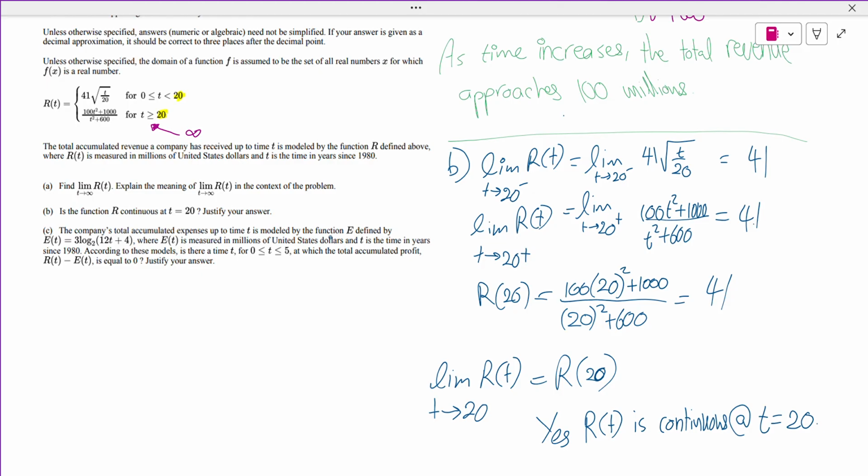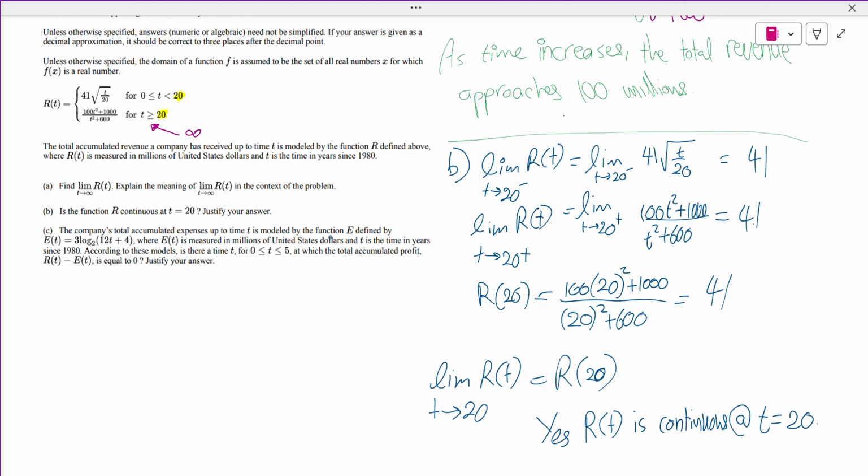According to these models, is there a time t from 0 to 5 at which the total profit, r of t minus e of t, is equal to 0? So we need to find what? We need to apply the intermediate value theorem here.